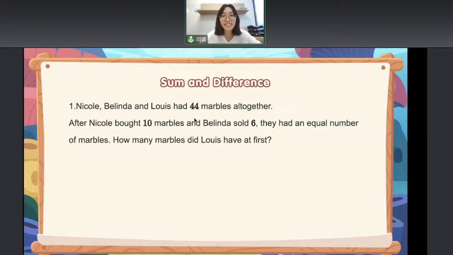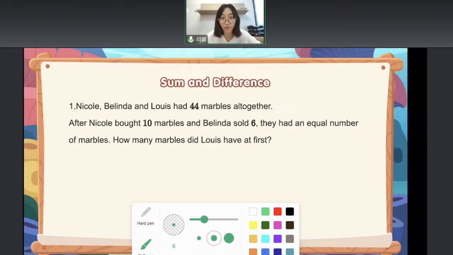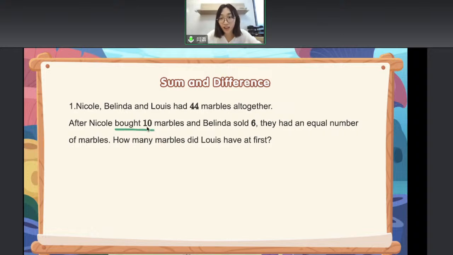Nicole, Belinda, and Louis had 44 marbles altogether. After Nicole bought 10 marbles and Belinda sold 6, they had an equal number of marbles. How many marbles did Louis have at first? This is a typical word problem, right? Pay attention to keywords like bought 10, that is plus 10. Sold 6, that is minus 6. And then equal number.